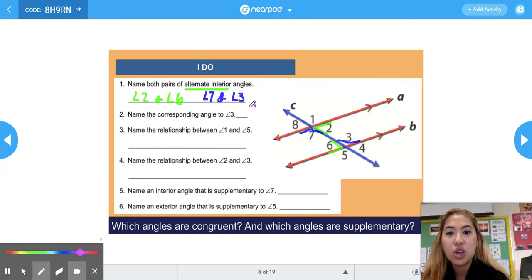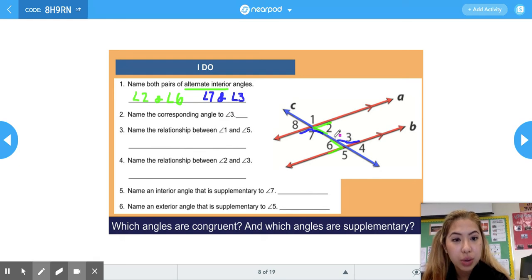Then I have to name the corresponding angle to angle 3. So angle 3 is right here, and the corresponding angle is going to be angle 1 because it is in the same place, just on the other parallel line.